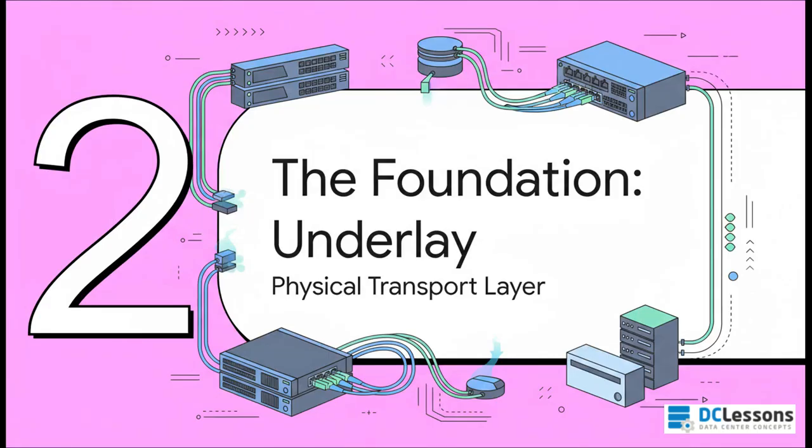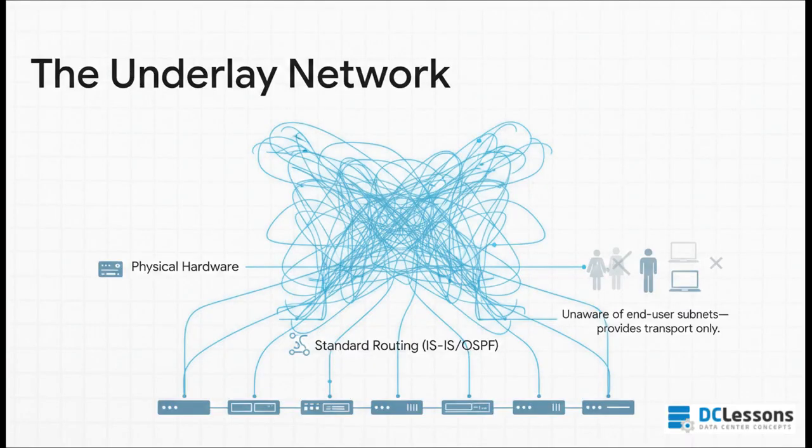Okay, so let's get into how this is actually built. We're going to start from the ground up with the foundation, the underlay network. This is all about the physical stuff. So the underlay's job, it's pretty straightforward, but it is absolutely critical. Its one and only goal is to provide solid, scalable IP connectivity between all the devices in the fabric. It uses a standard routing protocol, like ISIS or OSPF, just to make sure every fabric node can talk to every other fabric node. The key thing to remember here is that the underlay knows nothing about your end users, your devices, or their subnets. It's just a dumb, fast, stable highway system.